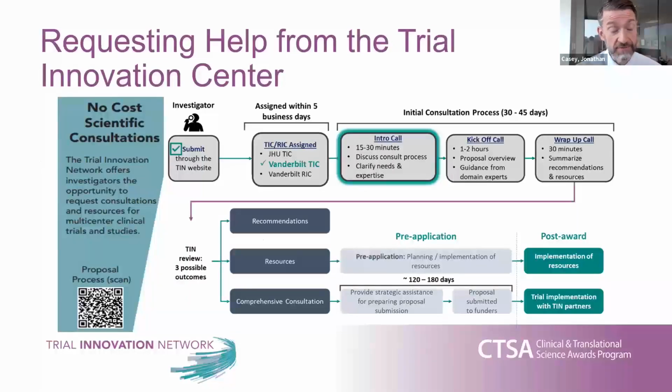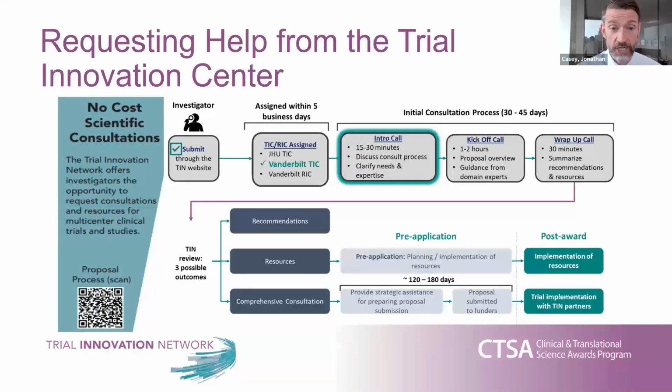This is the process for investigators who choose to seek out help from the Trial Innovation Network. There's a QR code here. You can also just find the group by searching for the Trial Innovation Network online. When you submit through our website, we'll review your proposal and within 5 business days assign it to the most appropriate Trial Innovation Center or Recruitment Innovation Center, have an intro call to understand your needs, and within 30 to 45 days, finish this initial process of trying to give you some initial guidance, understand what your needs are.